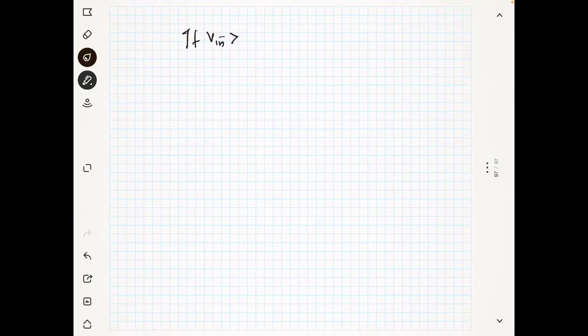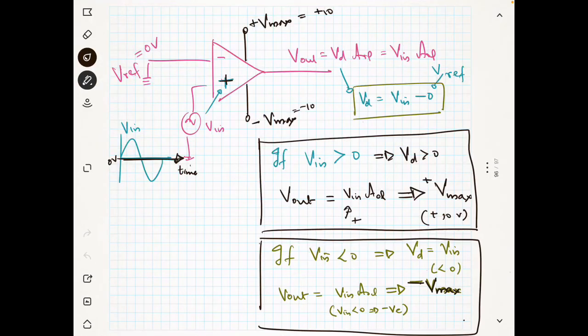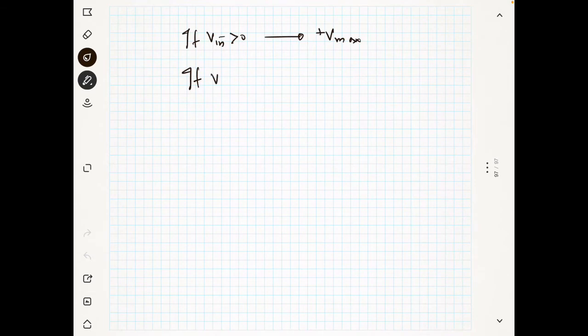If V in is greater than 0, my output will be plus V max. This is my first condition. If V in is less than 0, my output will be minus V max.